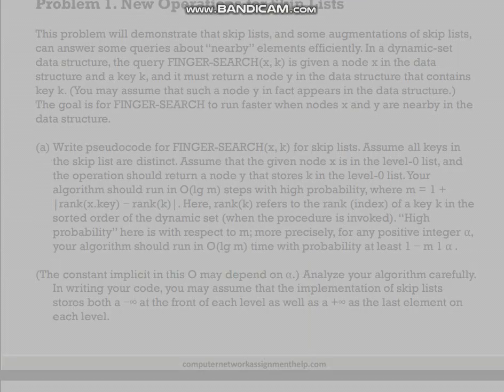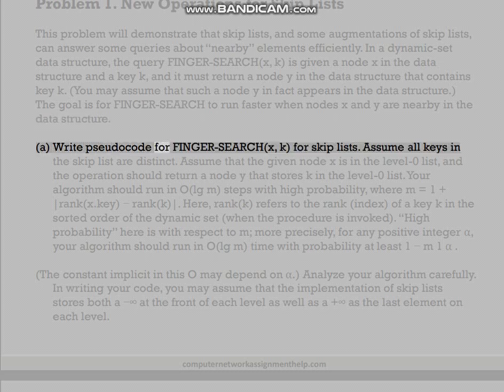Problem 1. New operations for skip lists. This problem will demonstrate that skip lists, and some augmentations of skip lists, can answer some queries about nearby elements efficiently. In a dynamic set data structure, the query finger search(x, k) is given a node x in the data structure and a key k, and it must return a node y in the data structure that contains key k. You may assume that such a node y in fact appears in the data structure. The goal is for finger search to run faster when nodes x and y are nearby in the data structure.